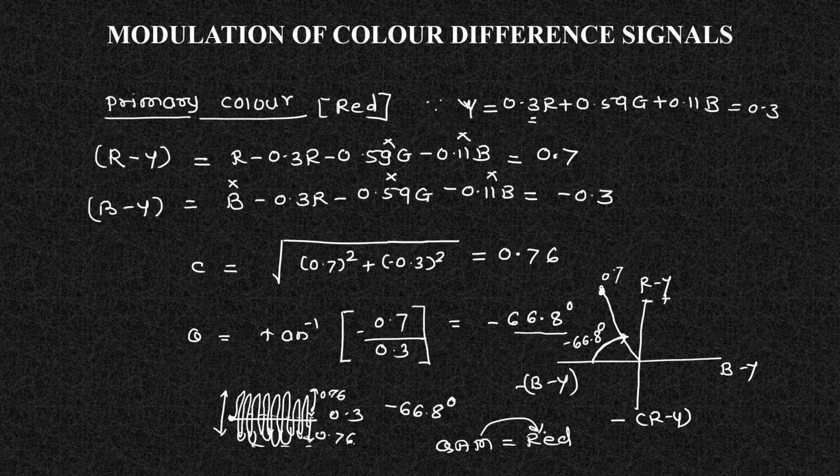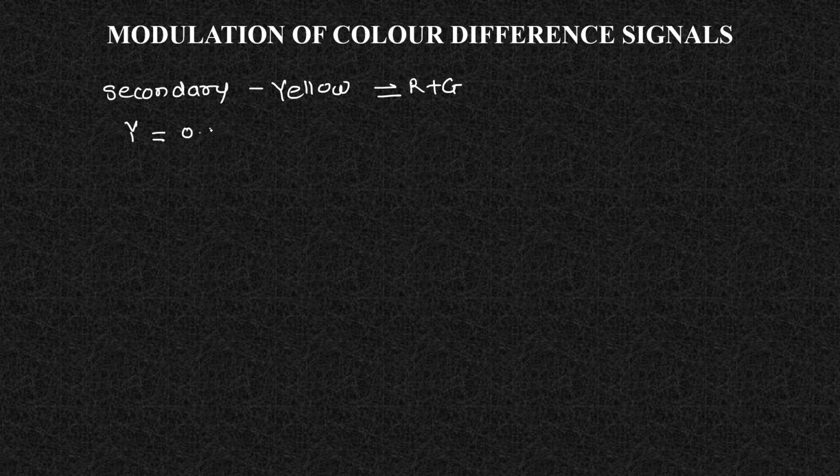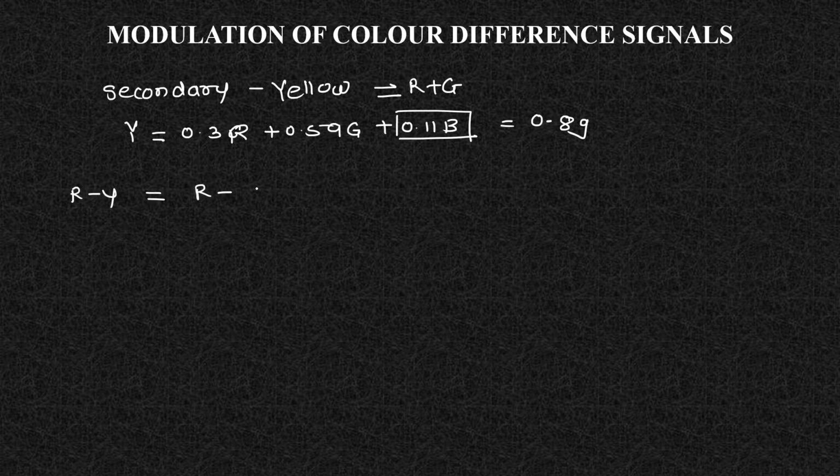Now we'll take another example where we talk about another color, which is nothing but a secondary color. When I say secondary color, you can take the example of yellow color. So yellow is the combination of red plus green. What is the luminance associated with it? 0.3 R plus 0.59 G plus 0.11 B. I don't have the B component in my yellow color, so I'll have luminance 0.89. What about the chrominance? That is R minus Y. So R minus 0.3 R minus 0.59 G minus 0.11 B. I don't have B, so 1 minus 0.3 minus 0.59.